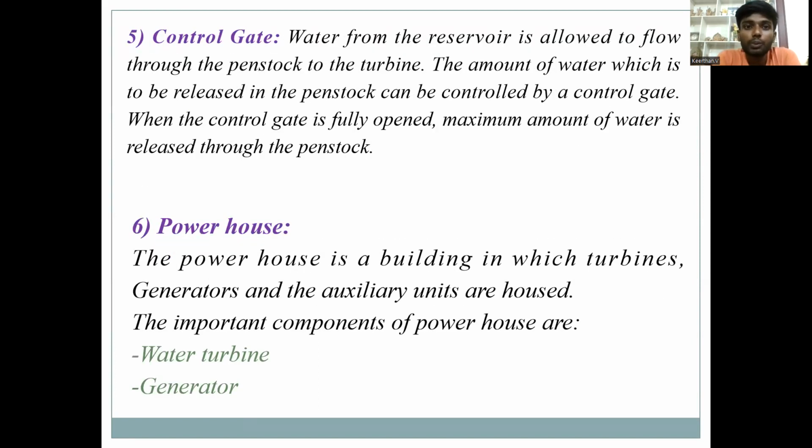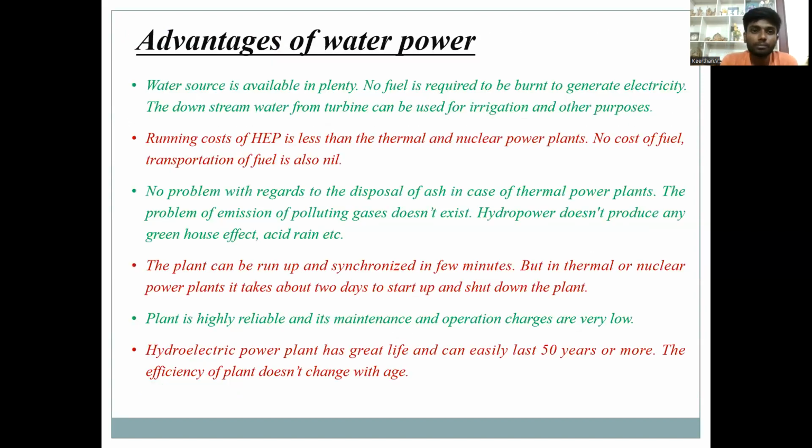Now, the control gate. Water is allowed to flow through the penstock to the turbine. The amount of water to be released into the penstock can be controlled by the control gate, as we spoke earlier. When the control gate is fully open, the maximum amount of water is released to the penstock. When it is partially open, the desired amount of water flows through the penstock. Now, the powerhouse. The powerhouse is a building in which turbines, generators, and the auxiliary units are housed. The important components of the powerhouse are the water turbine and generator.